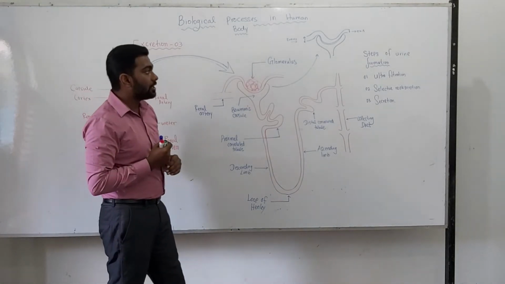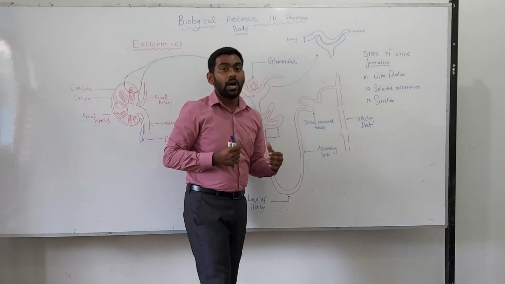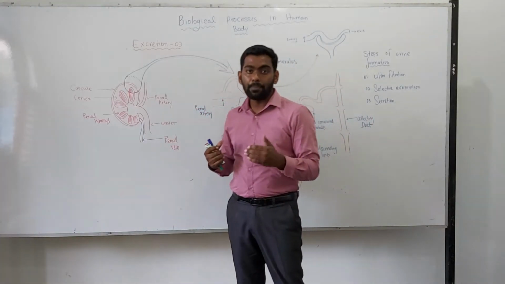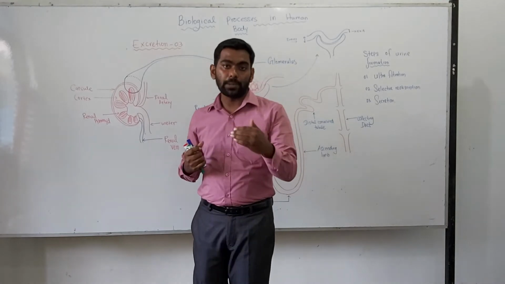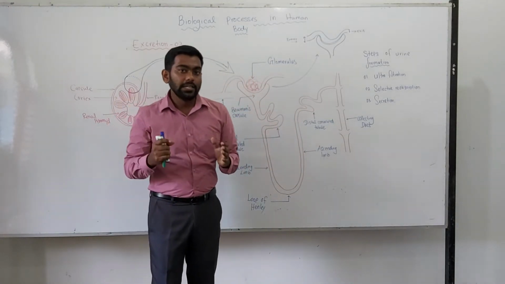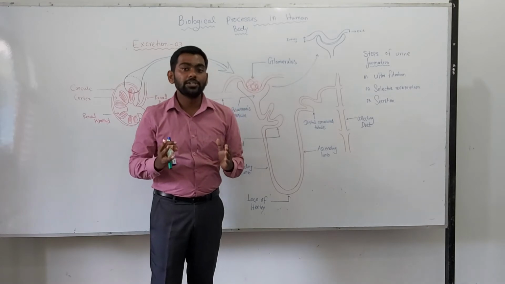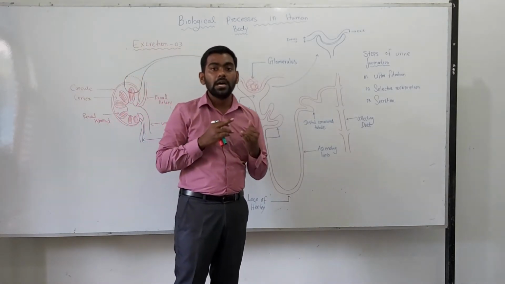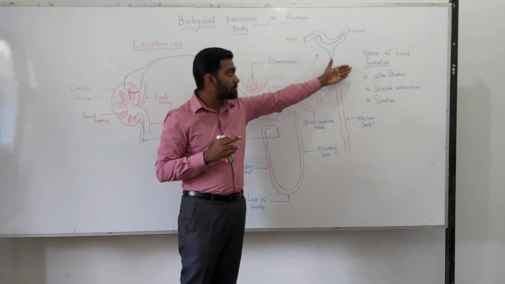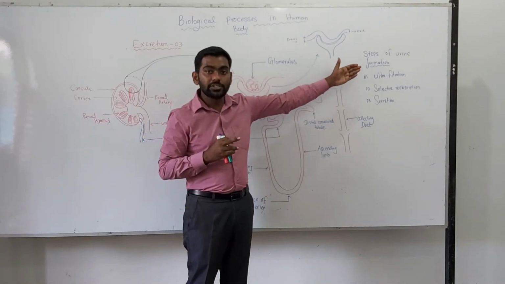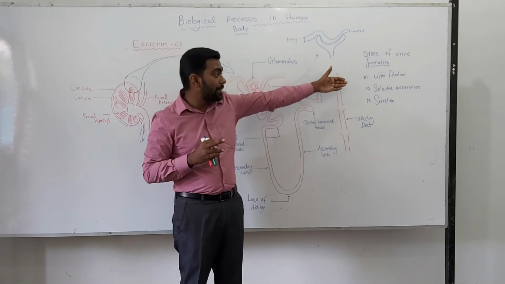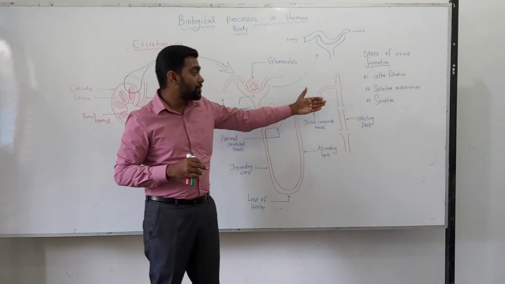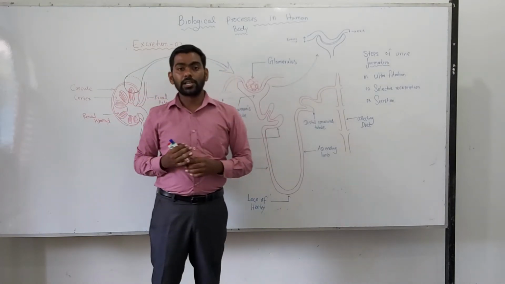Now let's have a look at the steps, how the urine formation process happens. It happens in 3 different steps. Children, listen to me clearly. Urine formation happens in 3 different steps. The first one we call ultrafiltration. You can see here the steps of urine formation: ultrafiltration, the second step is selective reabsorption, and finally the third step is known as secretion.